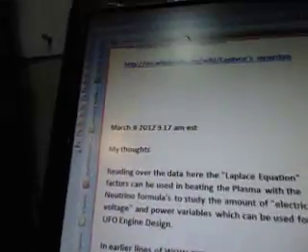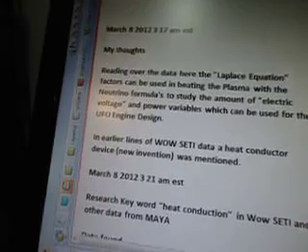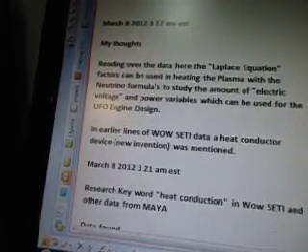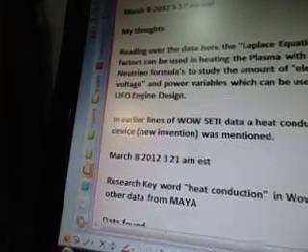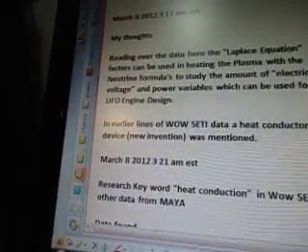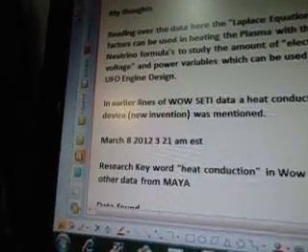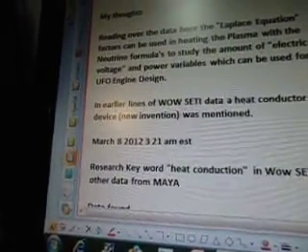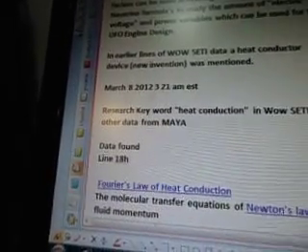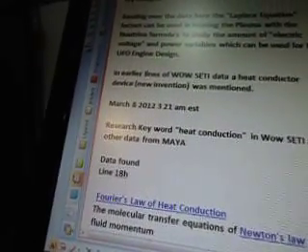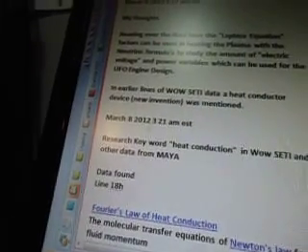Okay, so March 8, 2012, 3:17 a.m., my thoughts. Reading over the data here, the Laplace equation factors can be used in heating the plasma with the neutrino formulas to study the amount of electric voltage and power variables, which can be used for the UFO engine design. In earlier lines of Wow Seti data, a heat conductor device, a new invention, was mentioned.